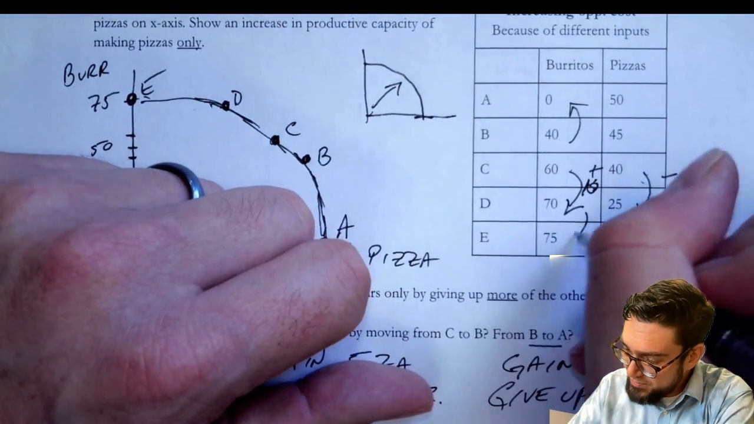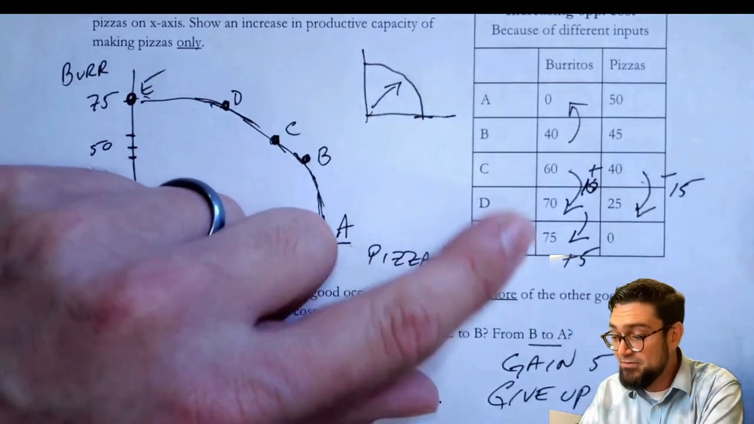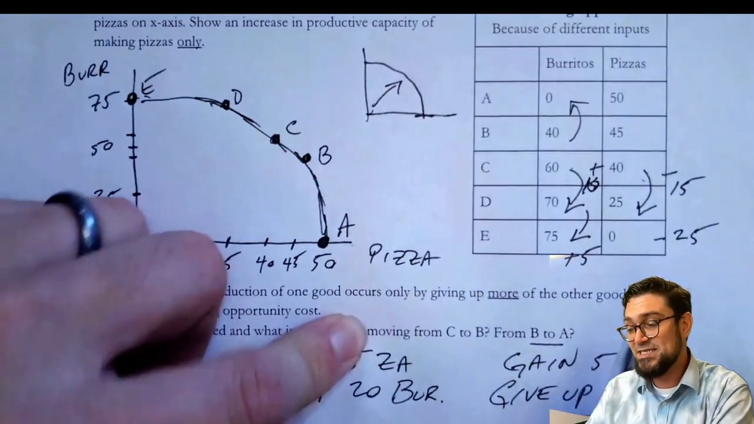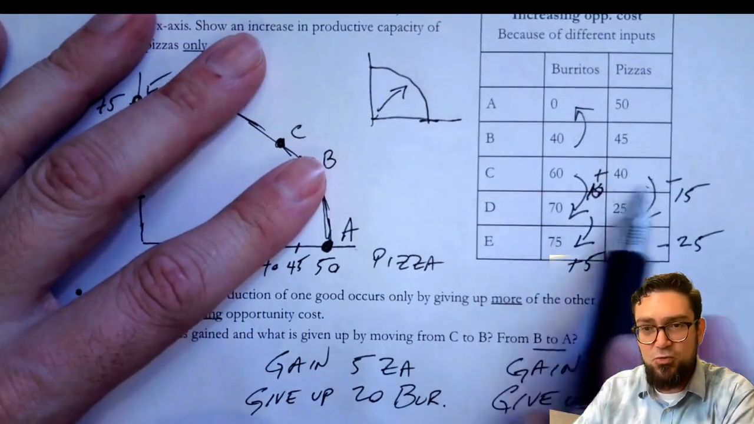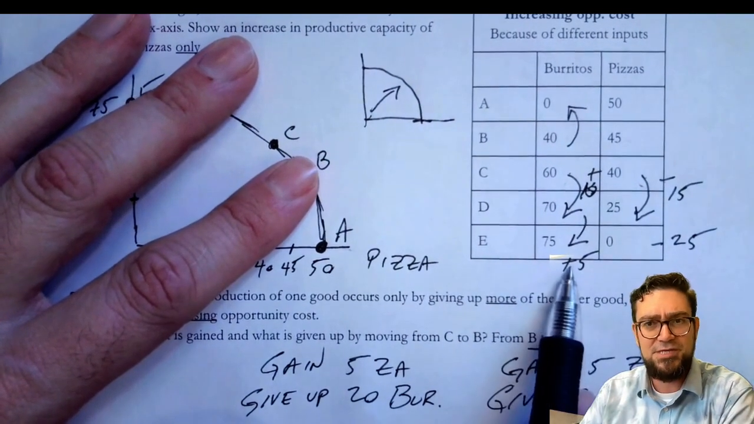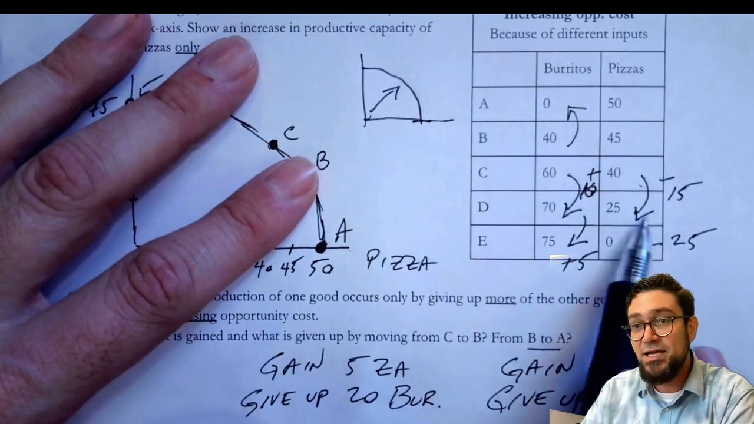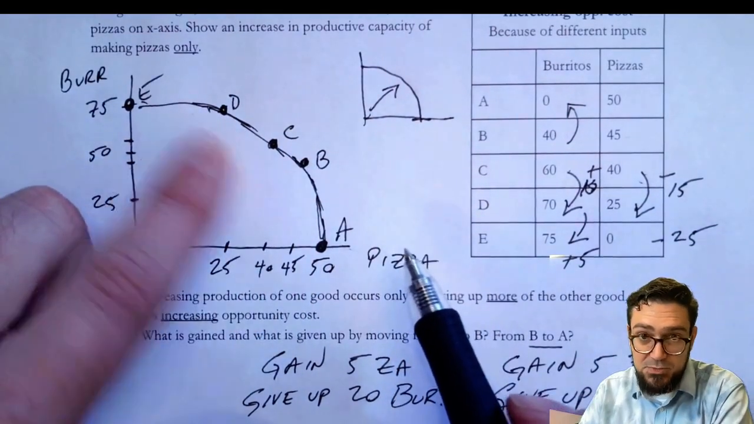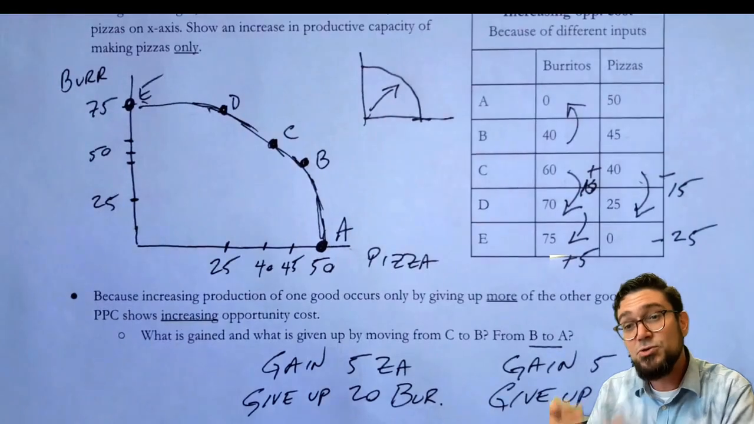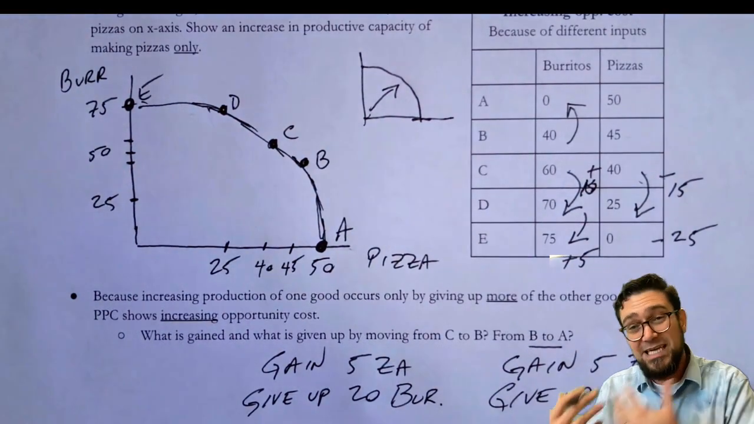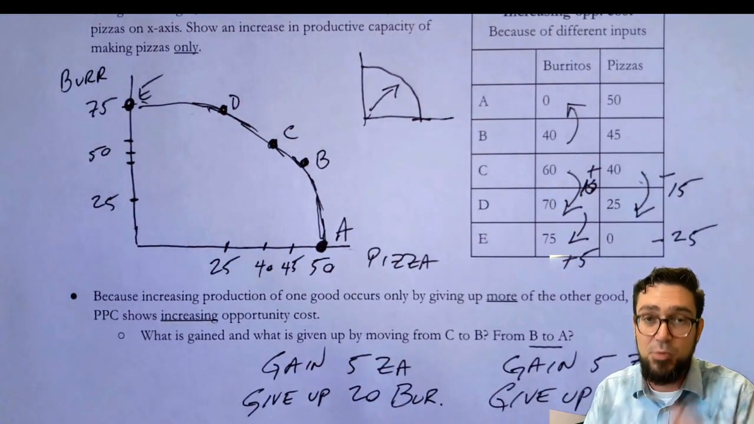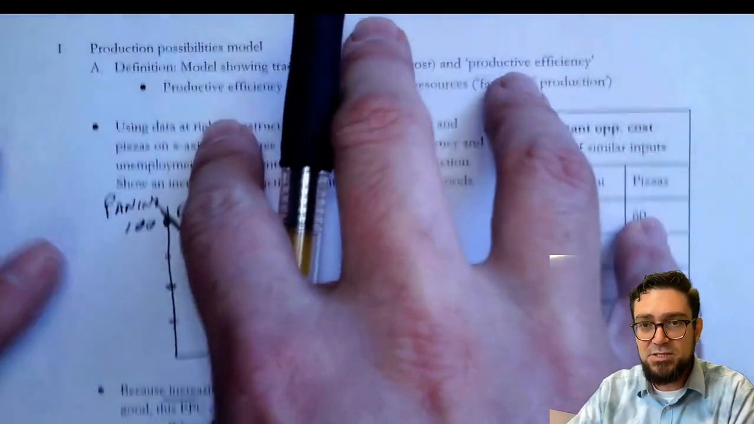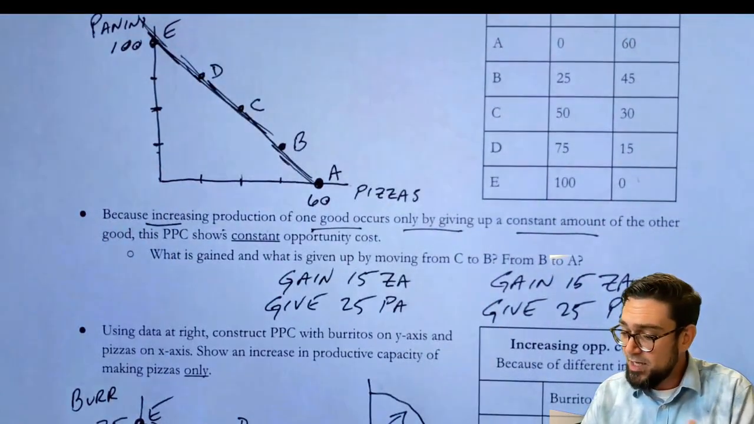But then when we go down this way, you get plus 5. You only get 5 burritos, and you give up 25 pizzas. So that's an incredible amount of opportunity cost for those last 5 burritos, right? You think about as you're moving down the curve this direction, which would be up this way, right? You're going to give up larger and larger amounts of pizzas to gain smaller and smaller amounts of burritos. So this illustrates the idea of increasing opportunity cost. This illustrates the idea of constant.